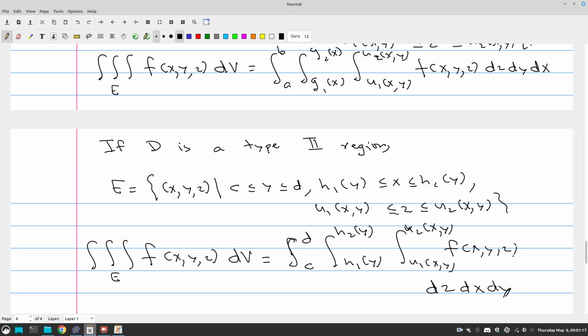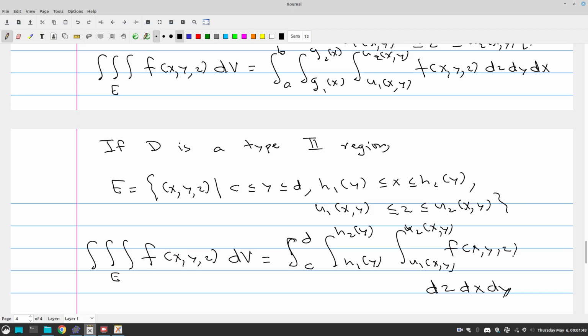So when it comes to E being a type 1 region or a type 2 region or a type 3 region, and D being a type 1 or type 2 region, there are 6 possibilities, right? Because for each type that E has, there are two possible types that D can take. So for example, let's look at 3-dimensional regions that are type 2.